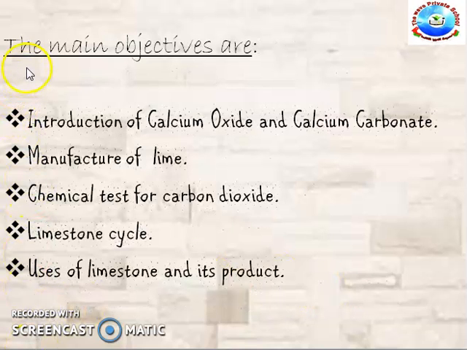So, the main objectives in this chapter are introduction of calcium oxide and calcium carbonate, manufacture of lime, then chemical test for carbon dioxide, next limestone cycle, and at the end we are going to see the uses of limestone and its product. Let us proceed with introduction of calcium oxide and calcium carbonate.